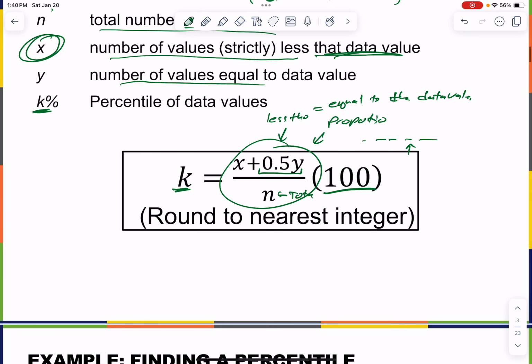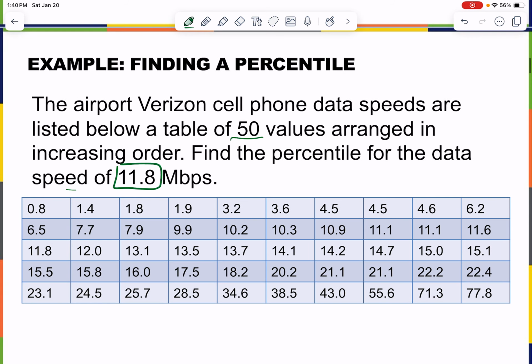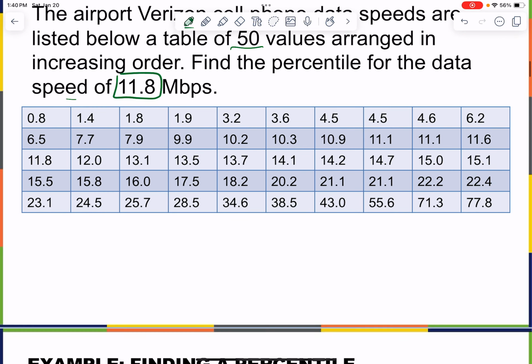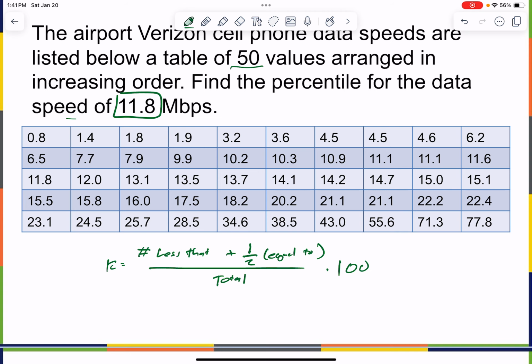So we're looking for that percent. We are given a data value, and we want to find the percentile of that value. So we need to use our formula. The formula is going to be, K is going to equal the number less than plus half equal to, all over total, times 100. All right, let's plug that in.